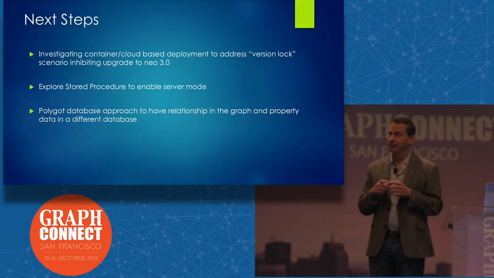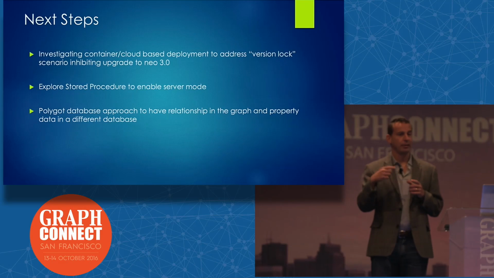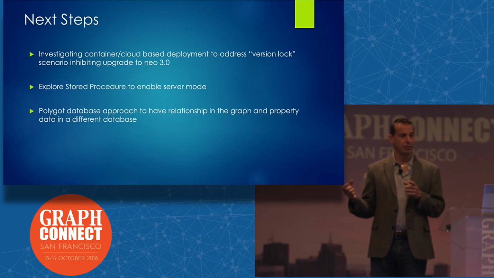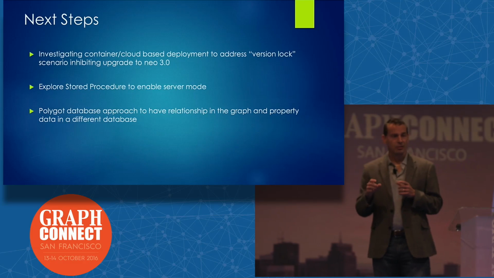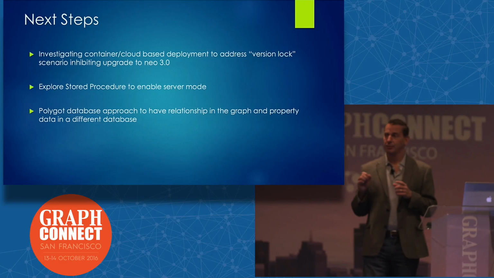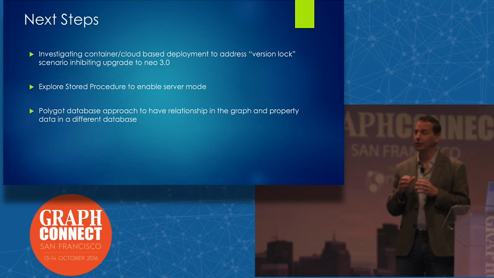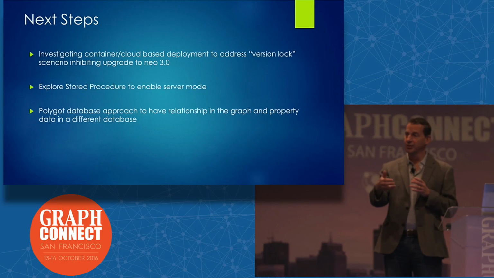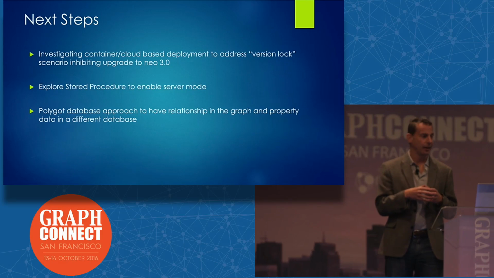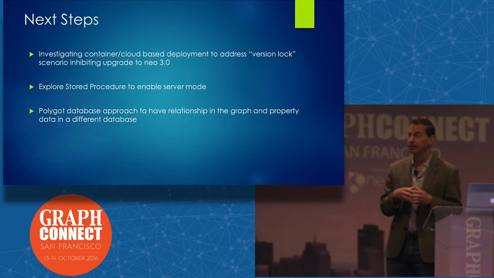Red Hat version 5 does not allow an in-place upgrade to Red Hat version 6. You have to build out a new infrastructure. Also, Red Hat version 5 will not support Java 8. So in order to go to Neo 3.0, which requires Java 8, we have to do something about the Red Hat problem that we're version locked on.